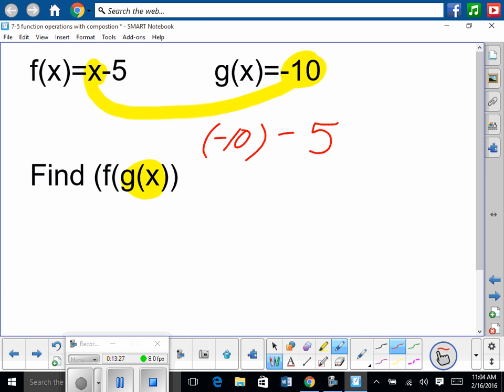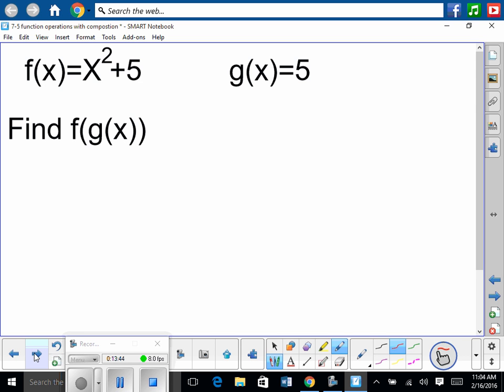Does everybody see how this is literally equal to this? It's just I made a substitution. Okay, so what is negative 10 minus 5? So that was f of g of x, negative 15. We're going to do some easy ones for a second.